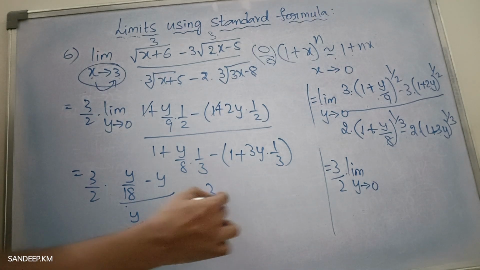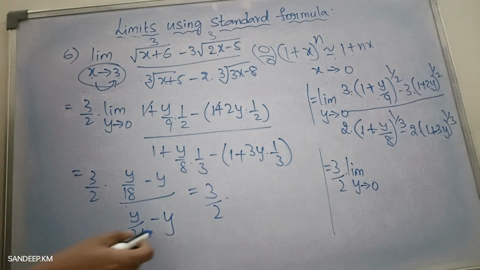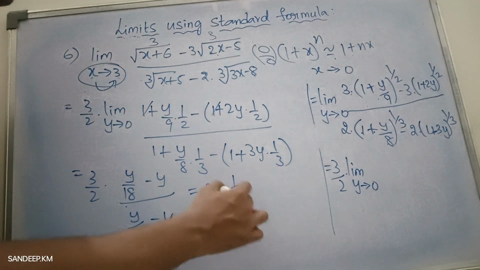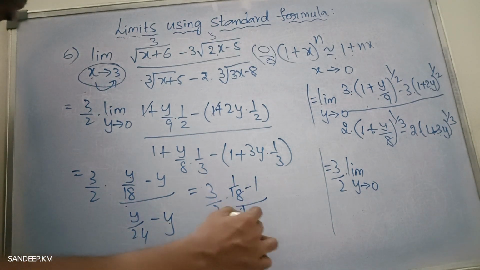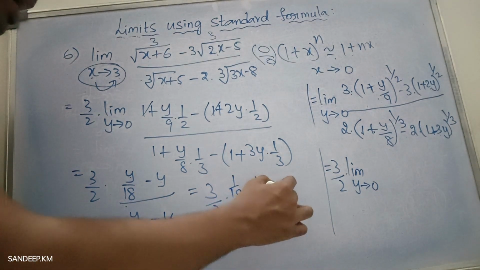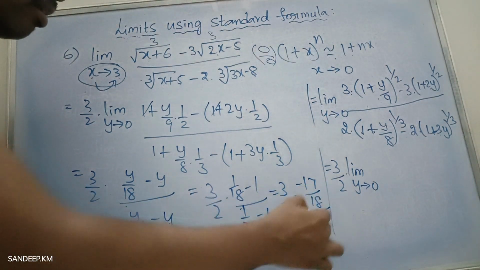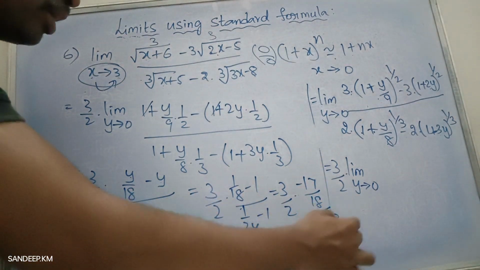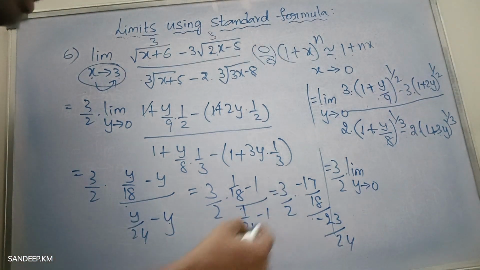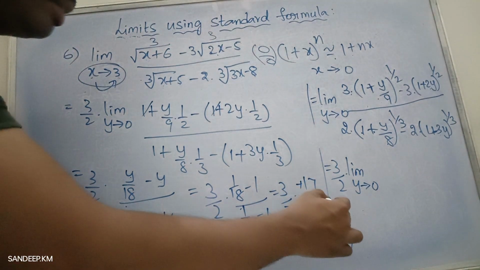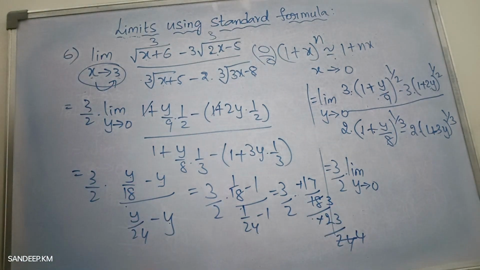So 3 by 2 into, you can take y common in the numerator and y common in the denominator. You can cancel y and y. You will get 1 by 18 minus 1 divided by 1 by 24 minus 1. So what do we get? 3 by 2 into, the numerator is minus 17 by 18. The denominator is minus 23 by 24. Okay. So minus and minus gets cancelled, and 6 3s are, 6 4s are.